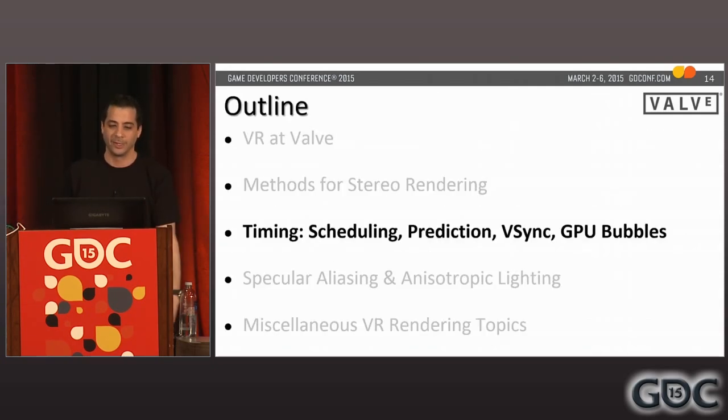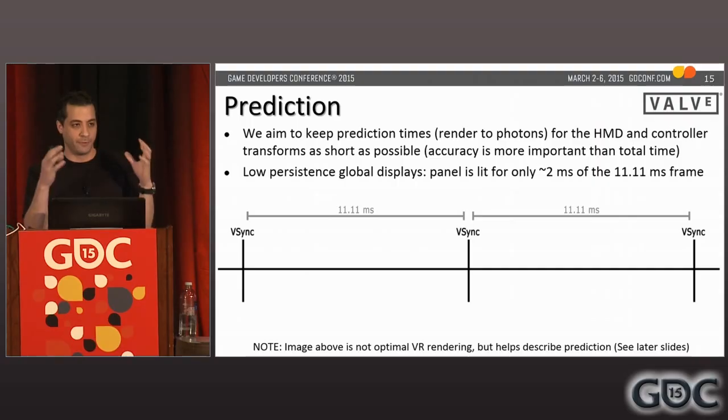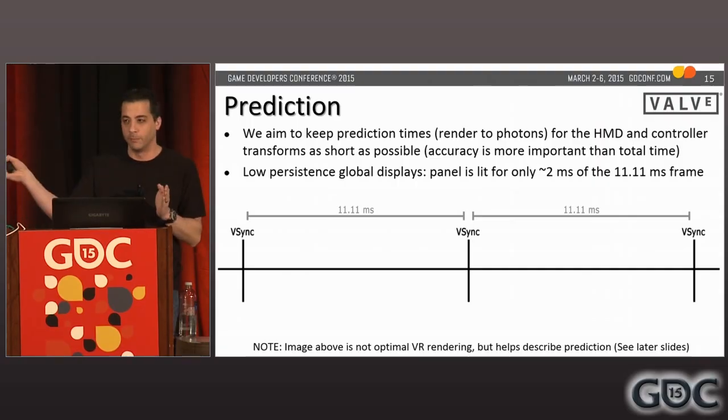Okay, that's stereo rendering. Let's get into the meat of the talk. So this first section is about timing, okay? It's about scheduling work. So let's talk about prediction first, okay? Prediction is, so your tracking system knows exactly where your HMD is and your tracked controllers are at any given point. But when you go to render, by the time the user sees the frame you're going to render, it's in the future by a little bit.